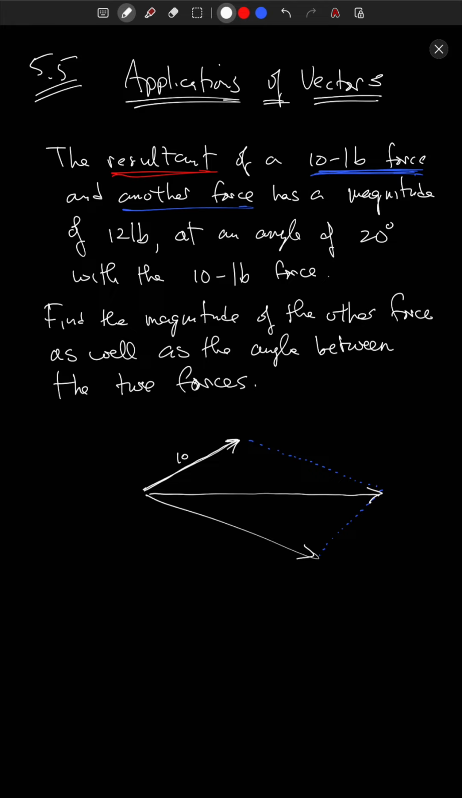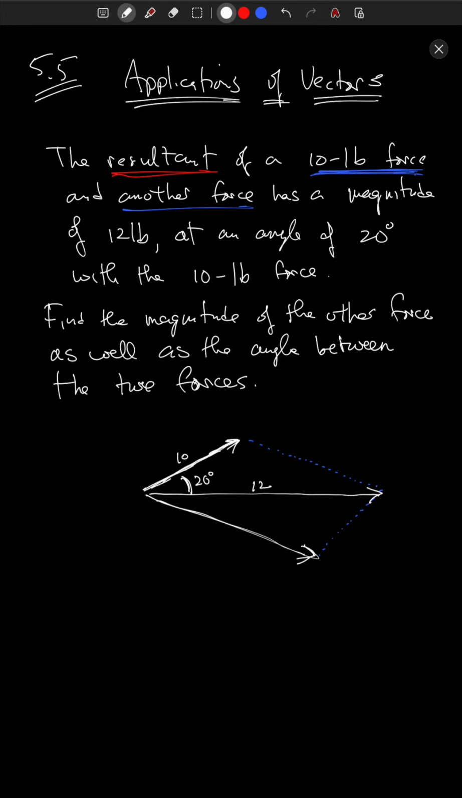All right. So one thing here, you definitely want to read these problems very, very carefully, because I think, especially for this problem right here, it's very easy to make a mistake and think that you're adding a 10-pound force and a 12-pound force, but that's not what's going on. It's saying the resultant of these two forces has a magnitude of 12 pounds. All right. So this guy is 12. So the sum of the first vector and the second vector has a length of 12. All right. At an angle of 20 degrees with the 10-pound force. All right. So again, this is the resultant that has an angle of 20 degrees with the 10-pound force. And so this angle right there is 20 degrees.